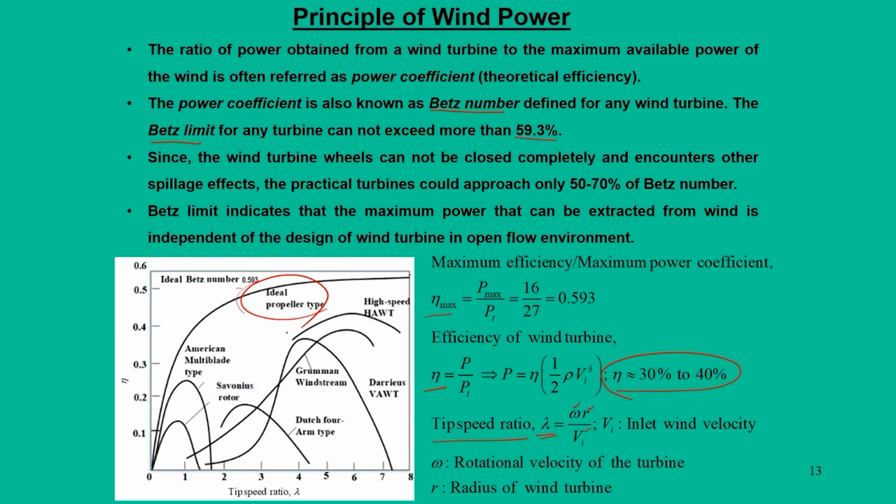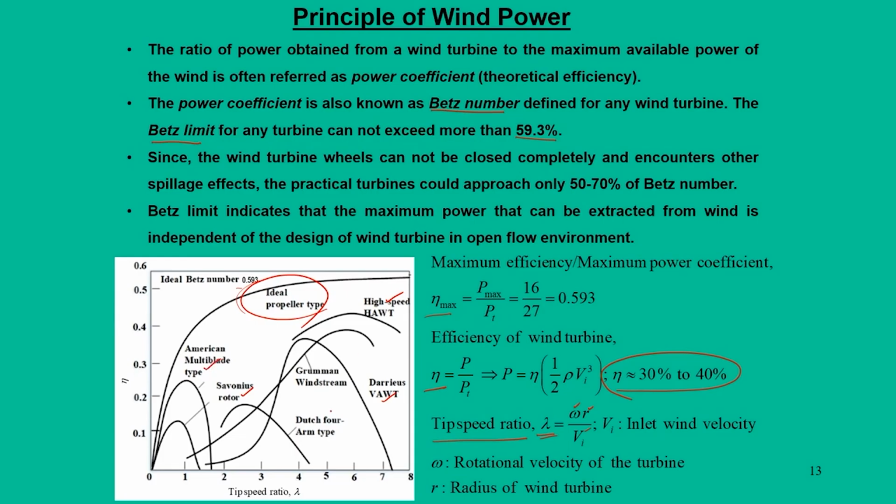Now, any other realistic turbines that we operate in particular locations are classified as horizontal axis wind turbines, HAWT, vertical axis turbines, and any kind of rotors such as the Savonius rotor, and we can have multi-blade type rotors.